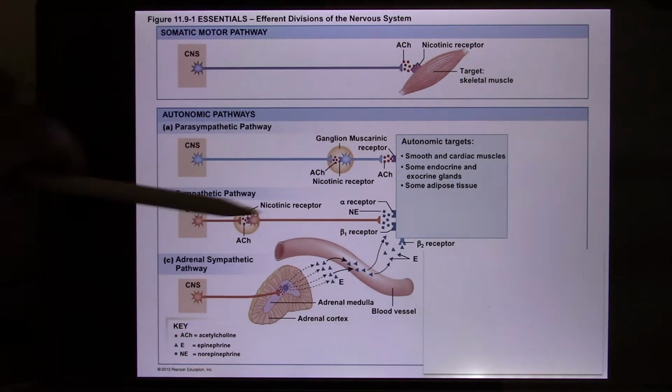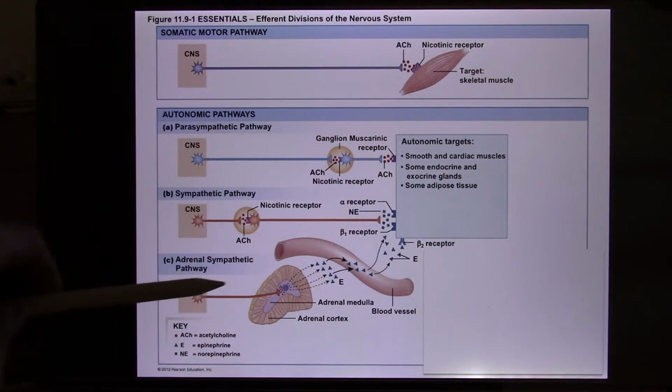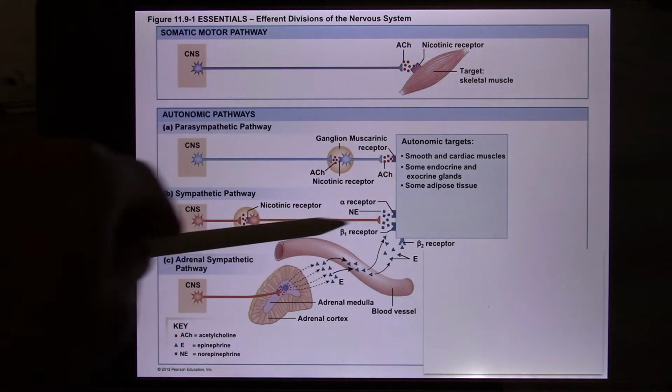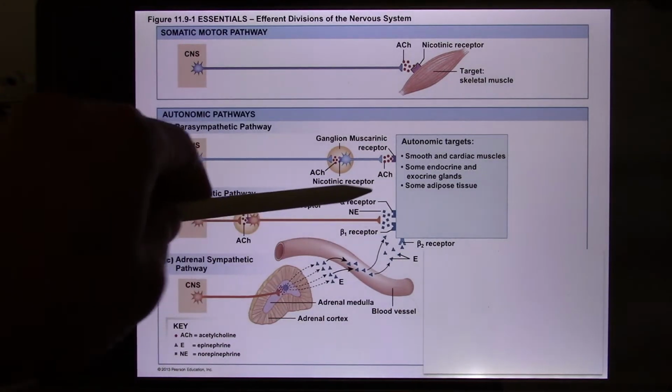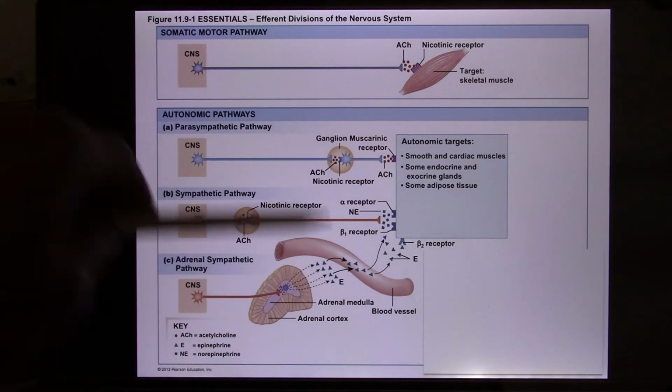We also talk about the modified sympathetic ganglia in your adrenal medulla. You're going to mainly release epinephrine. So in the neurotransmitter part, it's mainly norepinephrine. In the hormone part, the neurohormone part, it's mainly epinephrine.